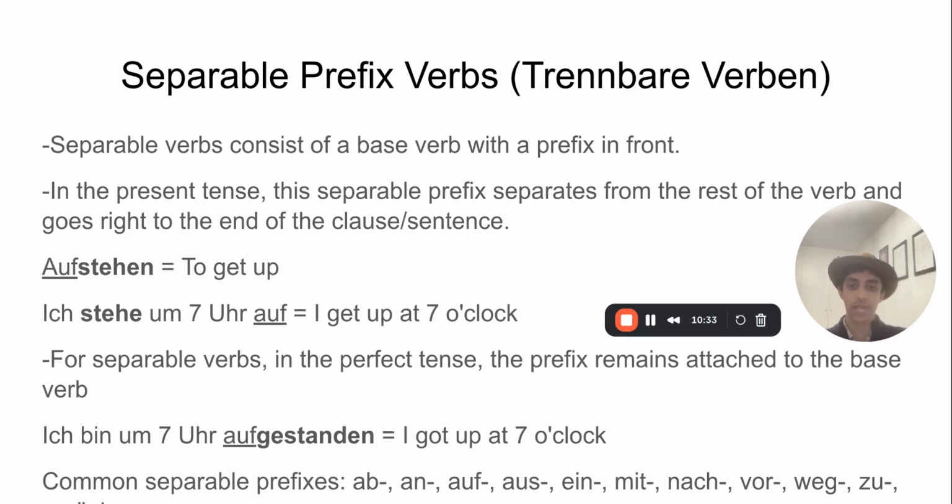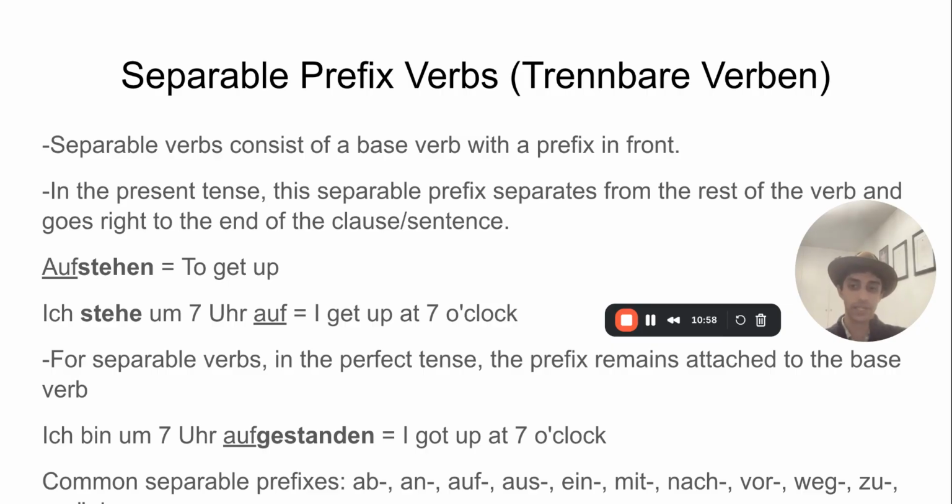So if you come across any of these prefixes, they'll always separate from the main verb or the base verb in the present tense and go right to the start of the past participle in the perfect tense. Every time you come across ab as a prefix or auf as a prefix of a verb, that's what it will do. None of these prefixes could be inseparable prefixes.